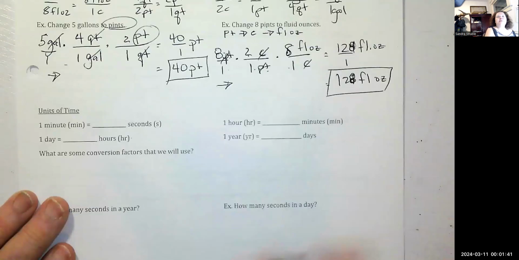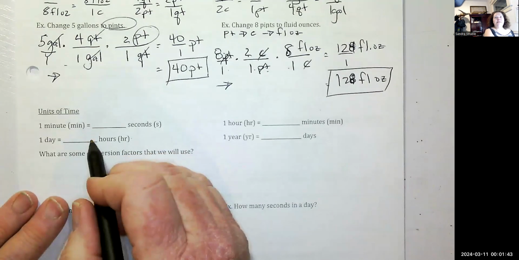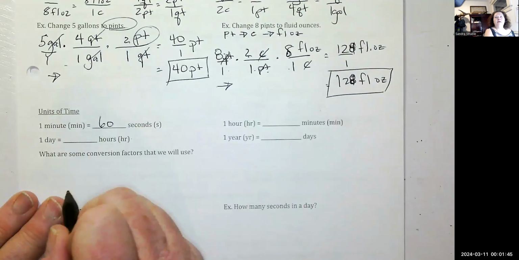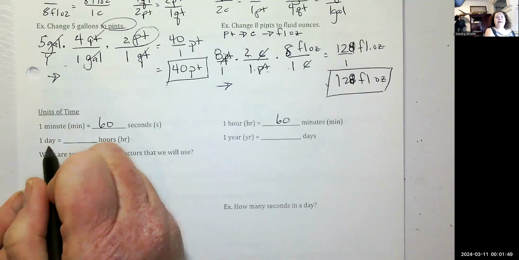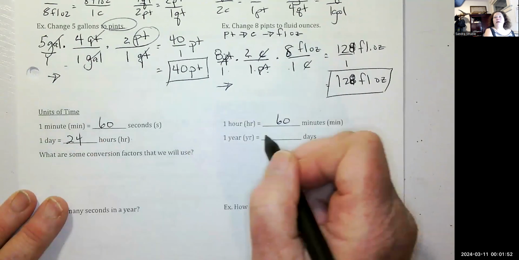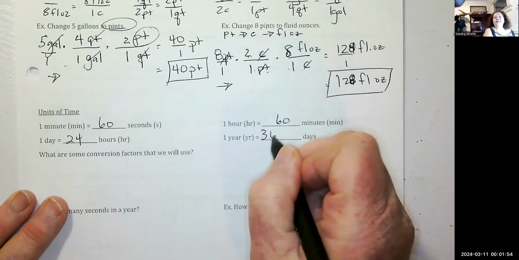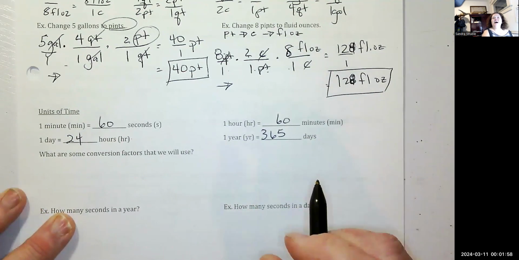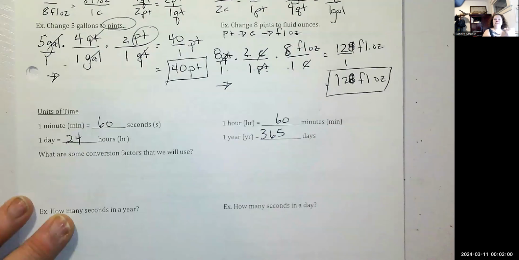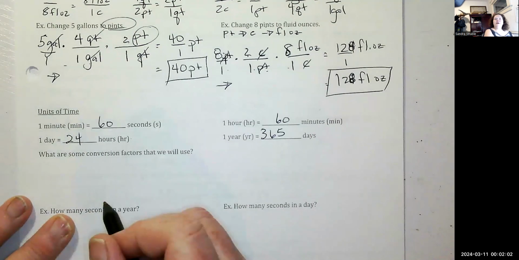All right, units of time. 1 minute is equal to 60 seconds. 1 hour is equal to 60 minutes. 1 day is equal to 24 hours. And 1 year is equal to 365 days. Well, those are the ones we're going to use. If you want to go ahead and flip them, that's great. I'm not going to create as much mess.